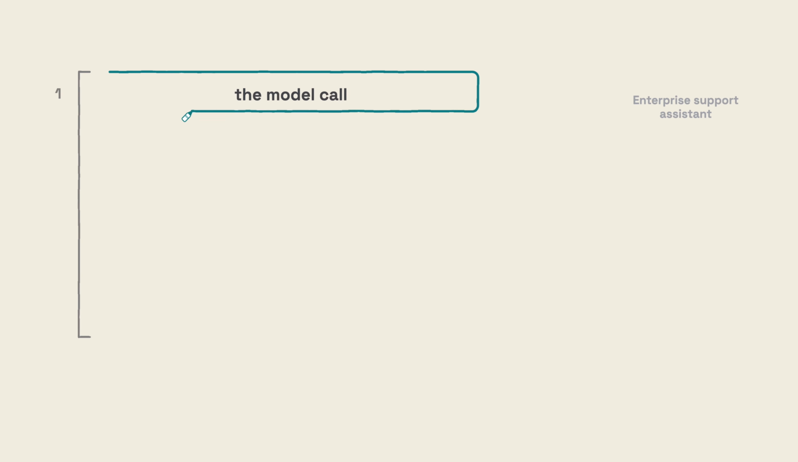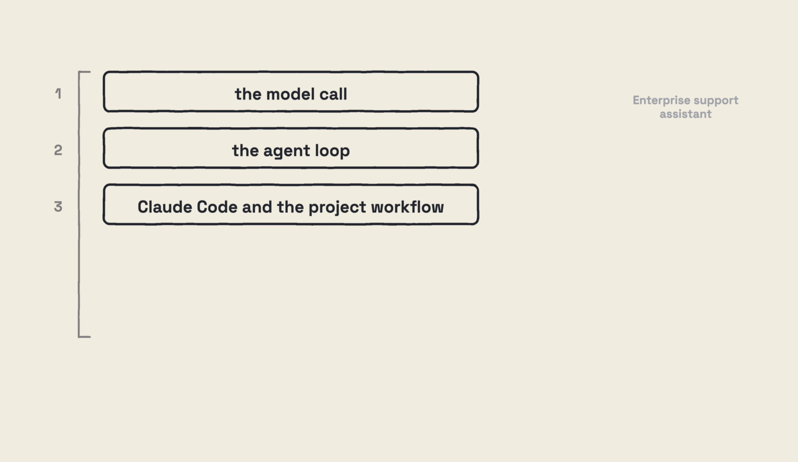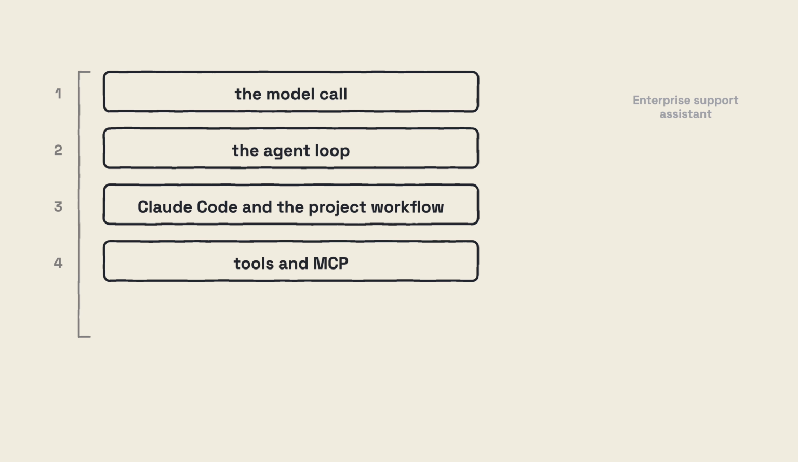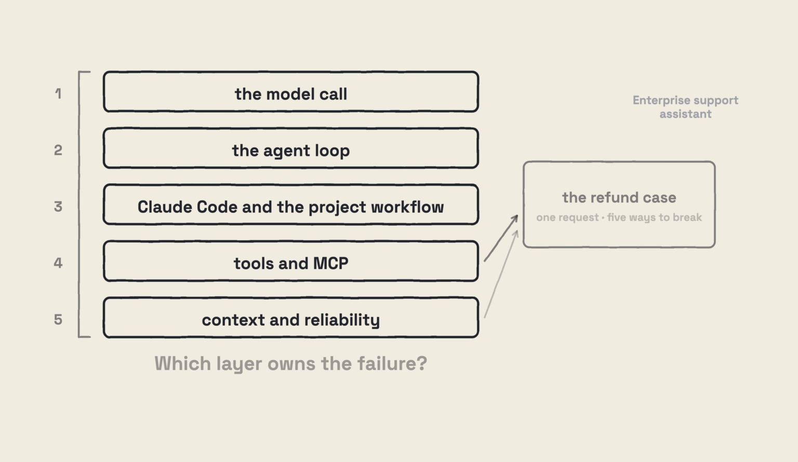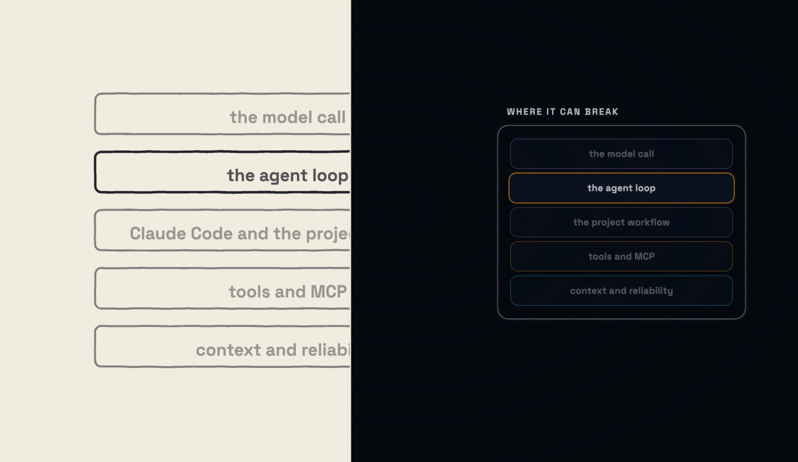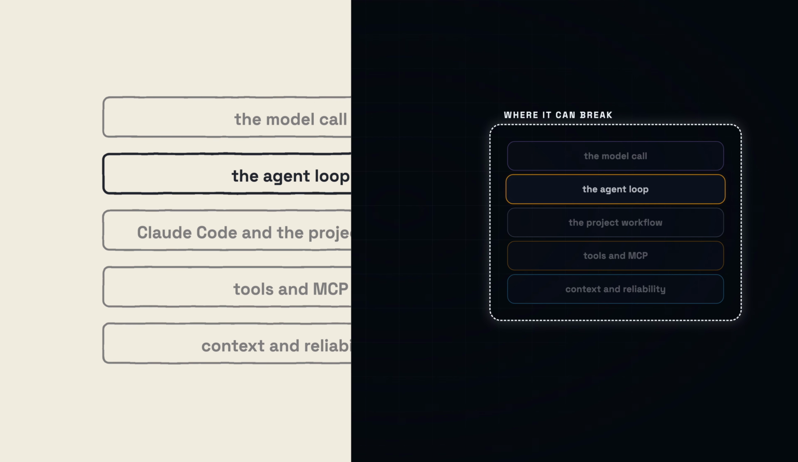Different failure symptoms, different Claude products, but only a few ownership boundaries: the model call, the agent loop, Claude Code, and the project workflow, tools and MCP, and context and reliability around the entire system. Keep this architecture visible. We are going to diagnose every section against it.